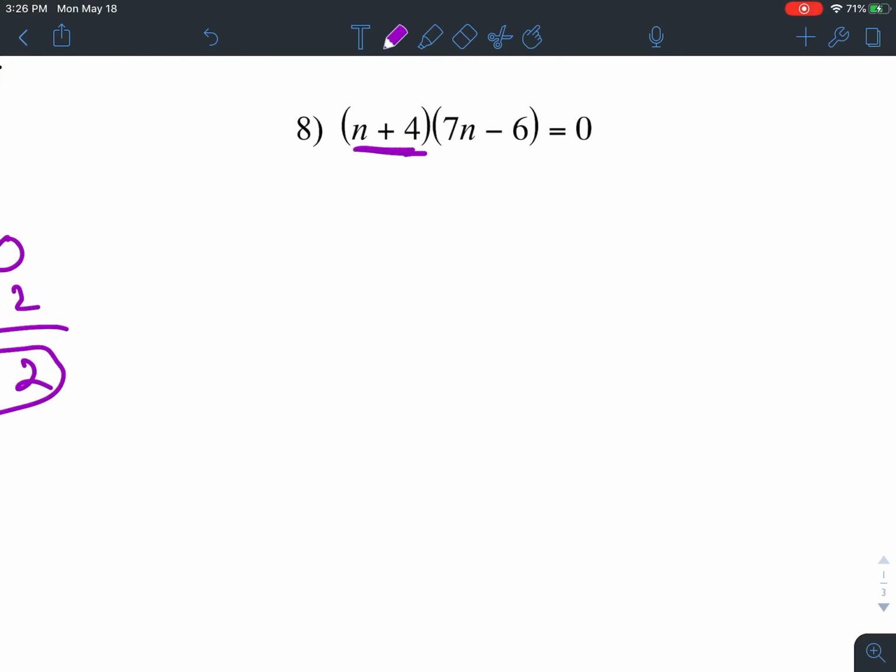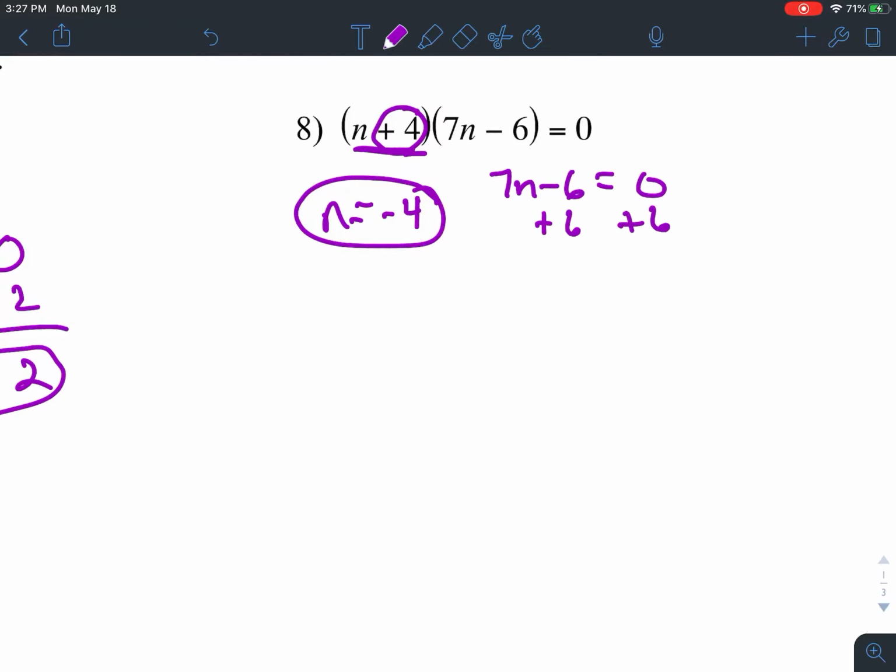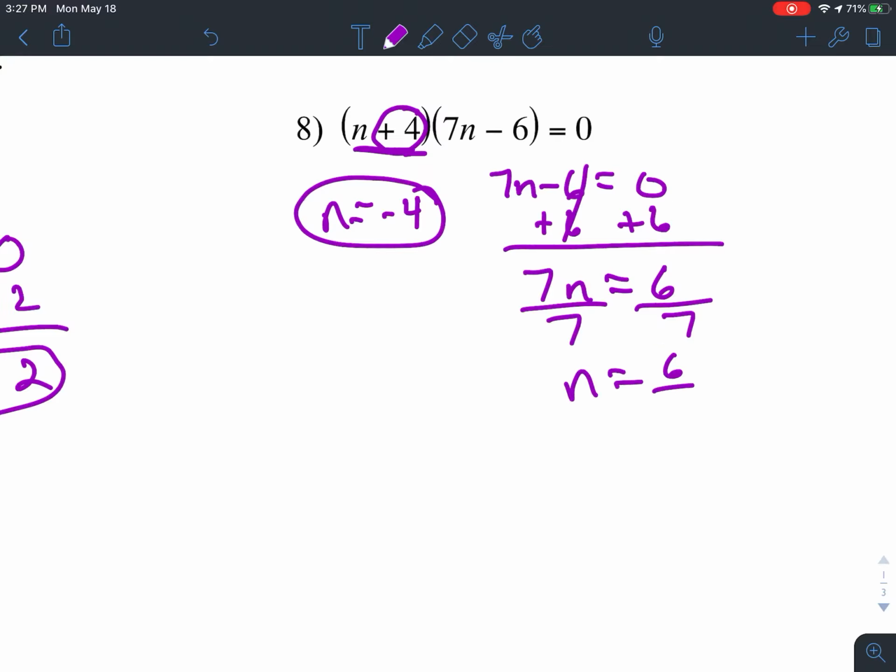Okay, so let's continue on here. So this one right here is the one I was talking about. There's no number in front of the n, so I can just say, oh, it's plus 4, so the opposite of that, my answer is negative 4. There's one answer. This one, I have to do a little bit of work, and some of you might see a pattern here. I'm not going to tell you the pattern, but if you figured it out, then you can speed up the process. And then the last step's divide by 7, n equals 6 over 7, or you could just technically give me the decimal. I prefer the fraction, though, but if you give me the decimal, that's fine as well. So there's your two answers.